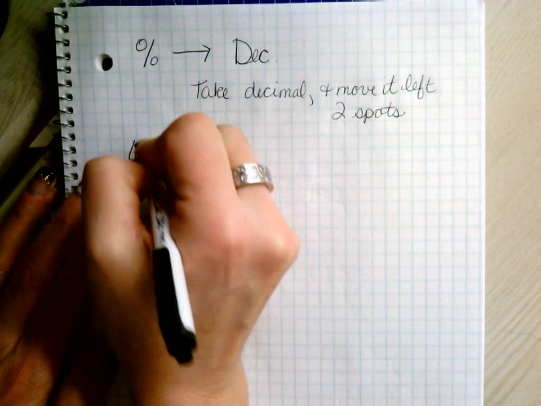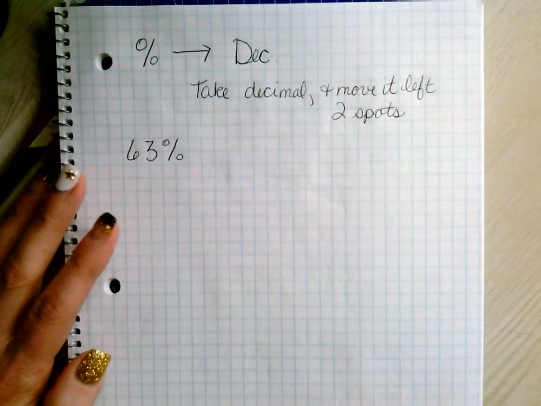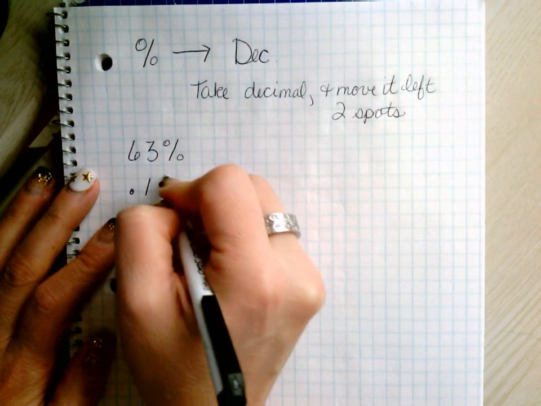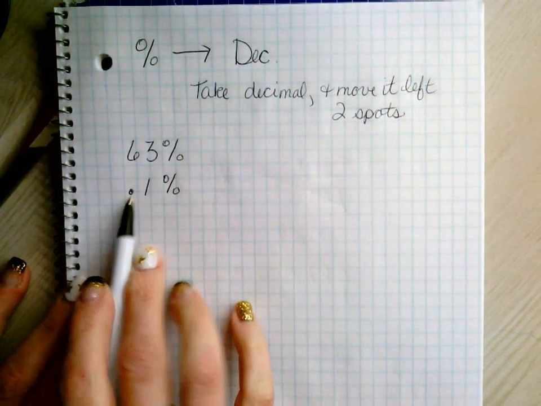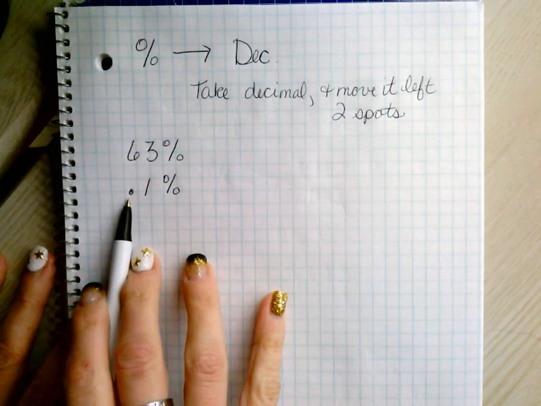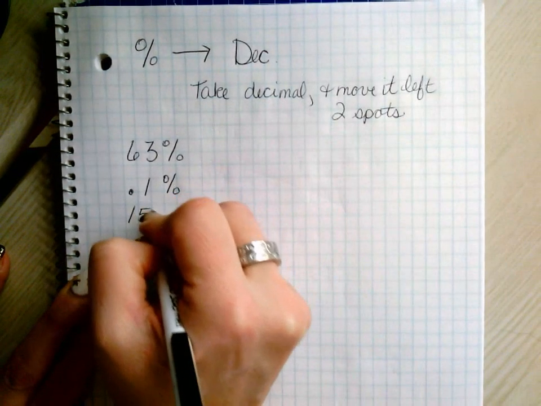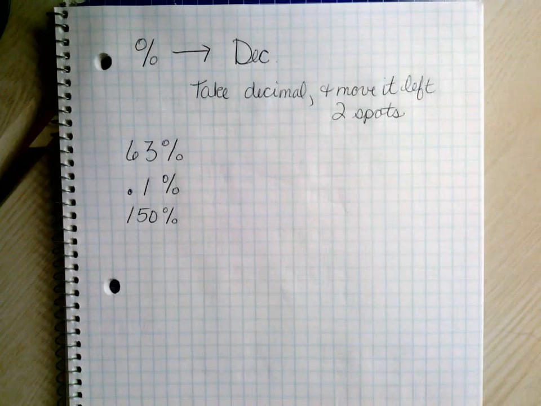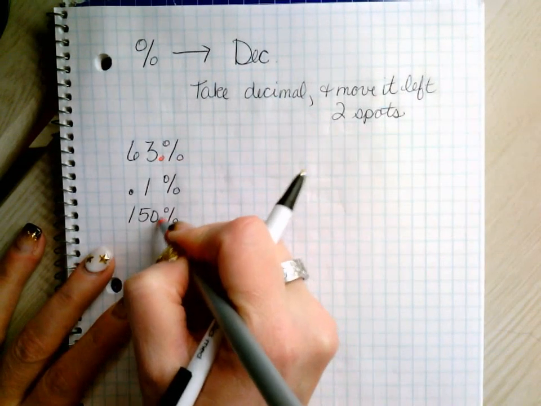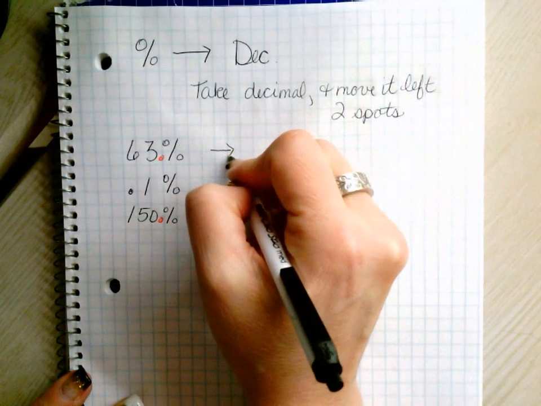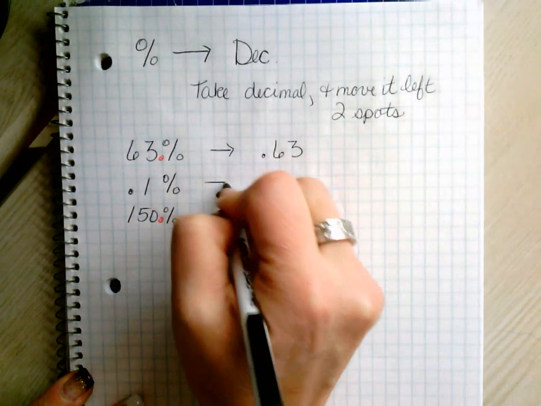So let's just say I have 63%, or maybe I have 1/10 of 1%. This isn't 10%, folks. I've placed a percentage sign next to it, which means it's 1/10 of 1%, or maybe 150%, right? You need to give 150% effort every day. Okay, take the decimal, move it left 2 positions. Okay, the decimal is here and here if it is not written. Okay, moving it left 2 positions, 0.63 is your decimal equivalent.